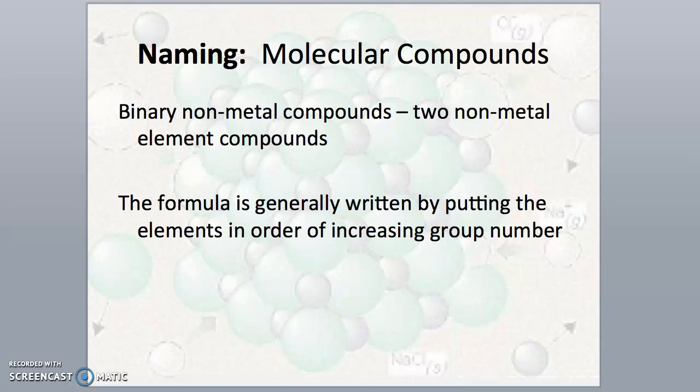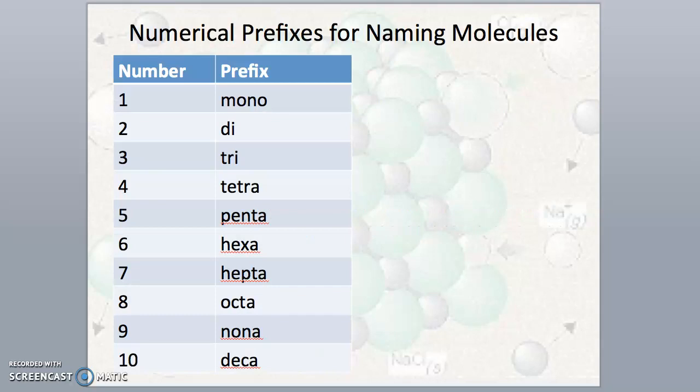We will begin our naming of compounds with binary molecular compounds. This means that they will have 2 elements and both are nonmetals. There are specific rules for this type of compound. When naming molecules, we will use prefixes to describe how many of each element are present, and you will have to memorize these.